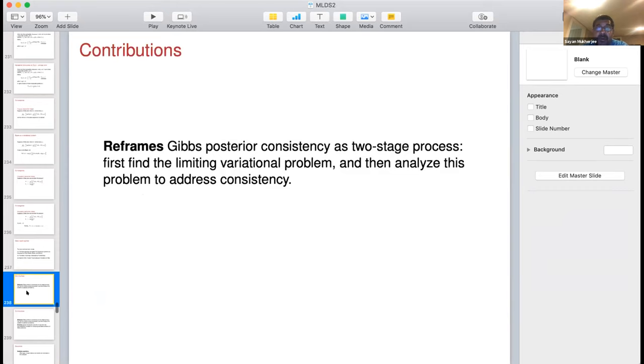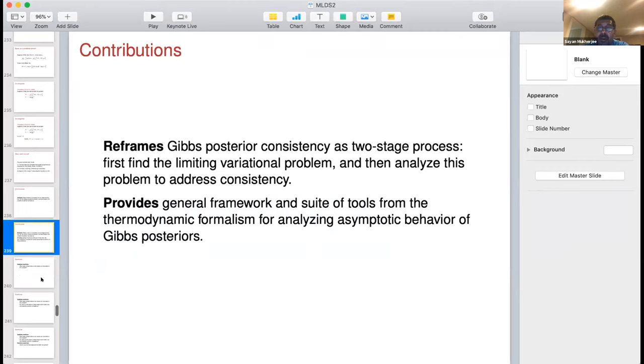So this idea, thermodynamic formalisms and shifts of finite type, it lets us think of the Gibbs posterior as a two-stage process. First, you solve the limiting variational problem, then you analyze this problem to think about consistency. It's a general framework and set of tools from the thermodynamic formalism for analyzing asymptotic behavior of the Gibbs posterior.